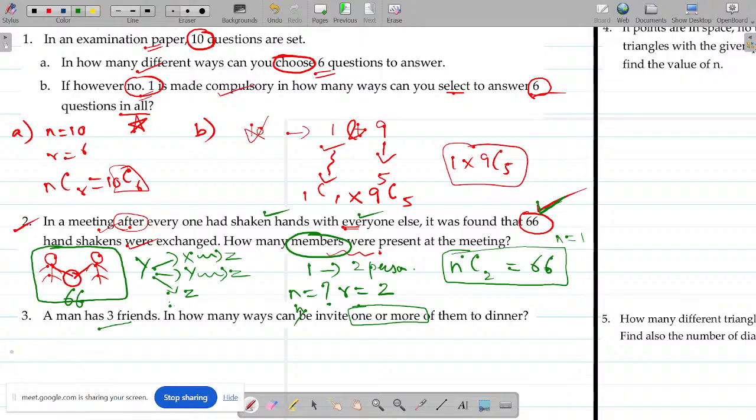Okay. In case I have the words "no or more", I'll get the formula as 2 power n. In case I have "one or more", I'll get the formula 2 power n, then minus 1. Here it is given 1 or more. Okay, so what's the value of n?